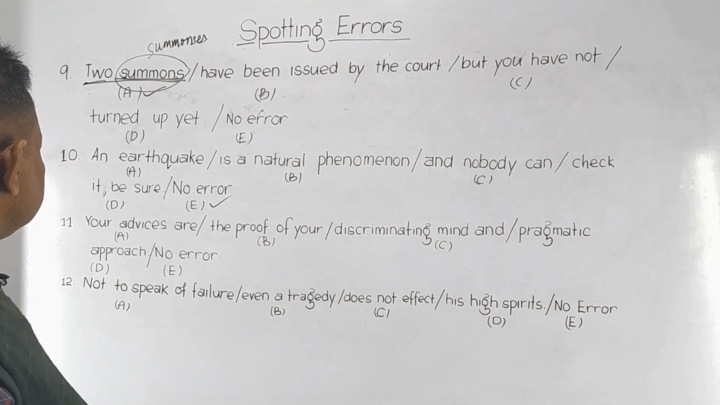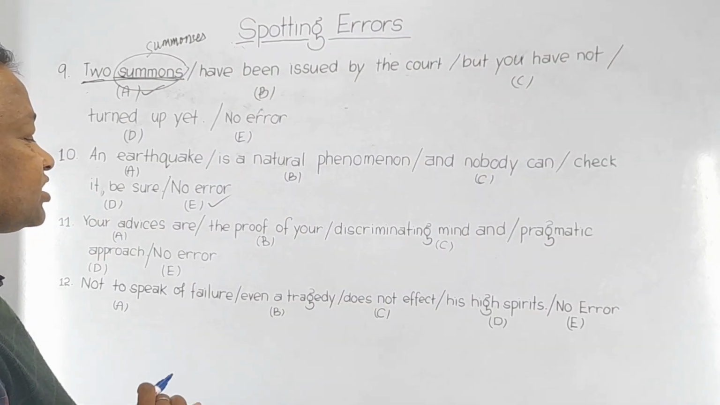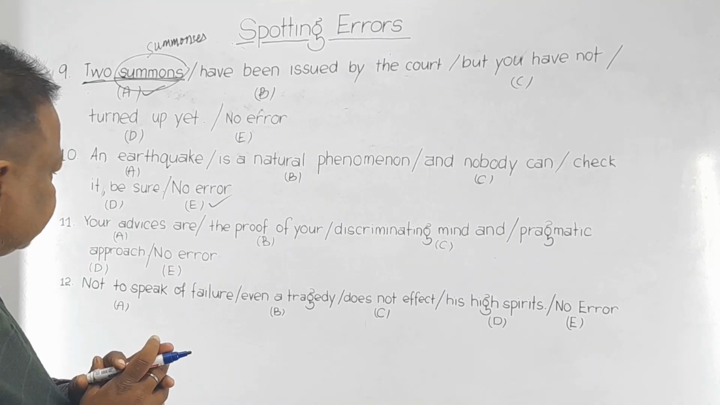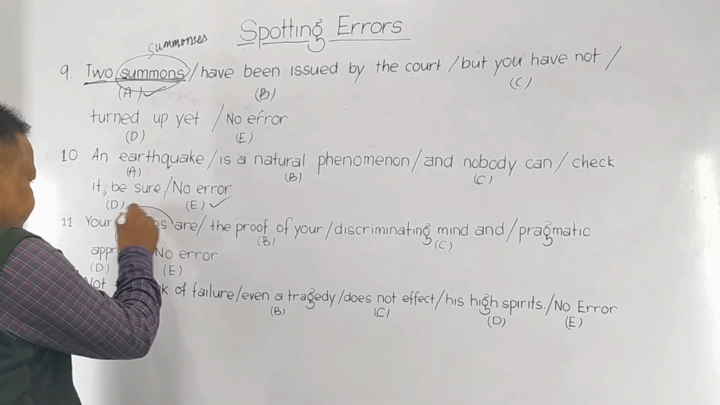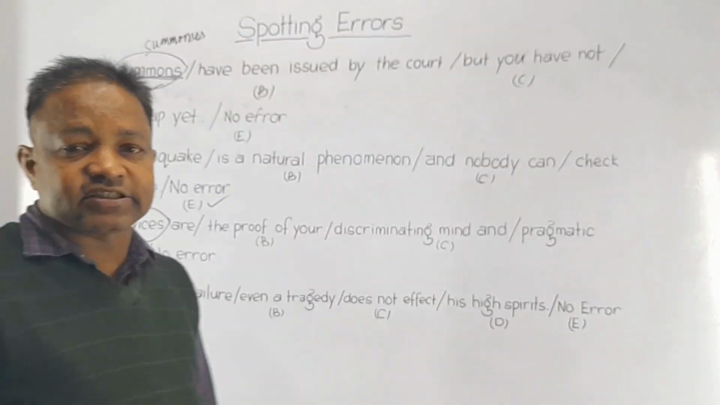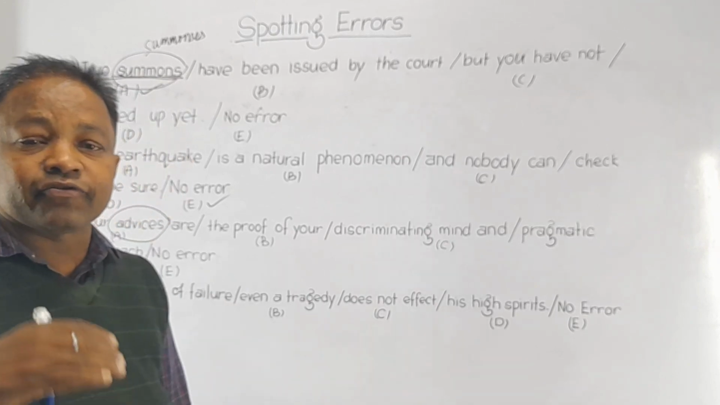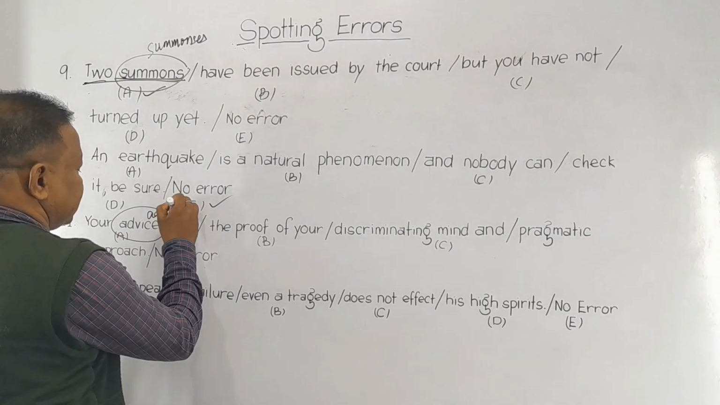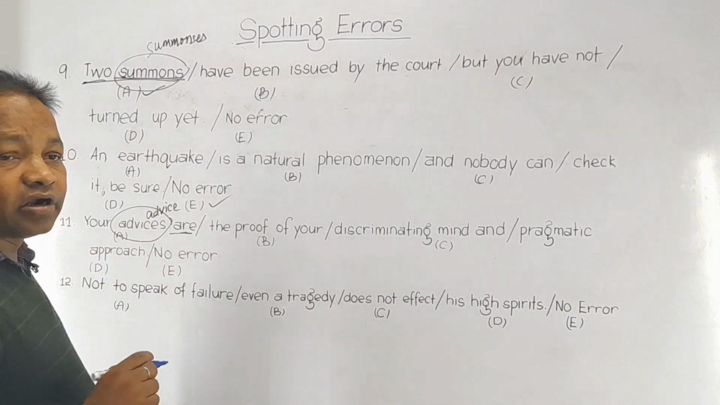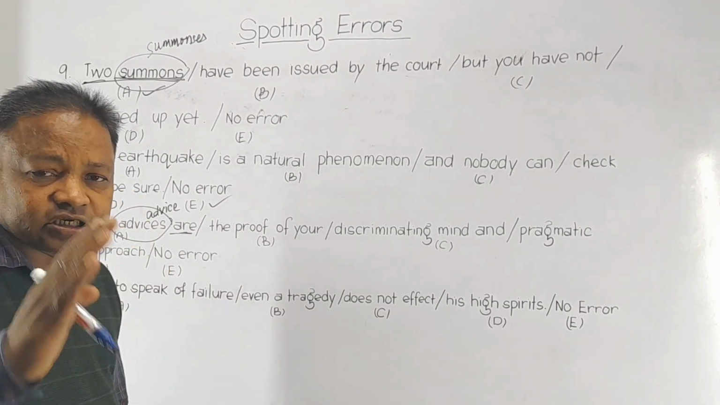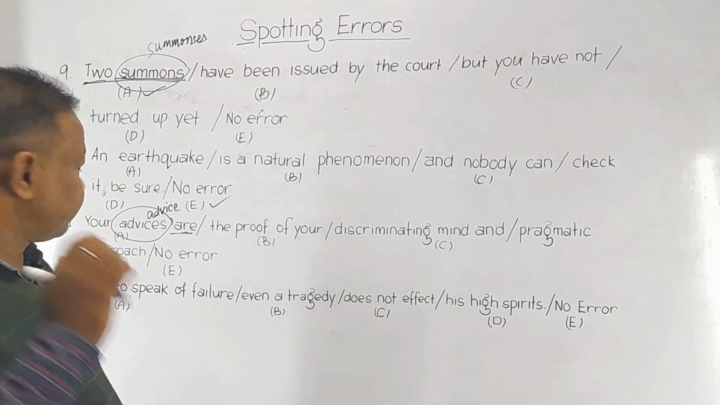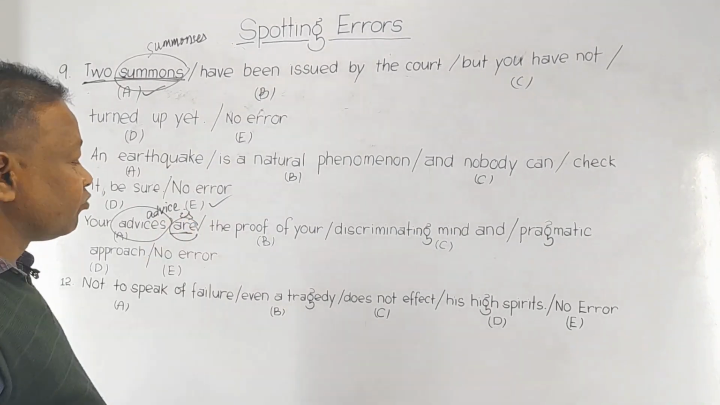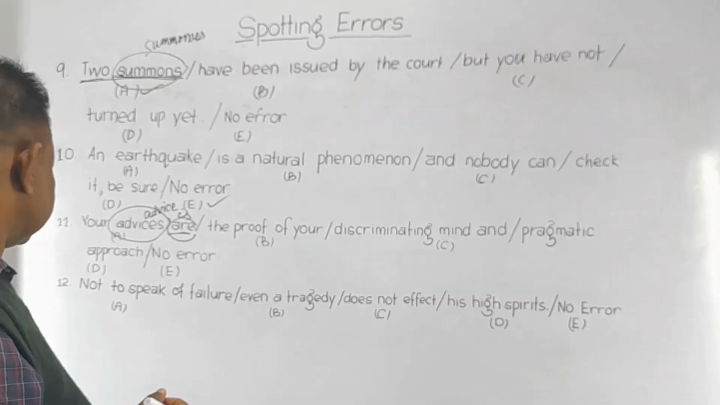Number 11. Your advice is the proof of your discriminating mind and pragmatic approach. Let's find out the error. Yes. Advice is an uncountable noun. It does not have any plural form. So you need to write advice. Another important thing. If the noun is uncountable, the subject is uncountable, it agrees with the singular form. So you need to write your advice is the proof of your discriminating mind and pragmatic approach.